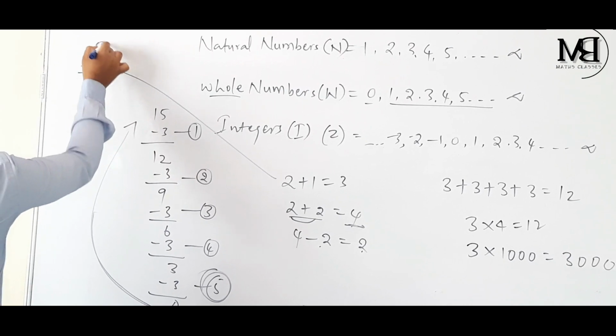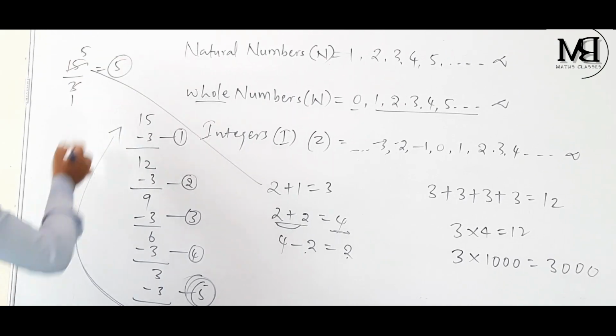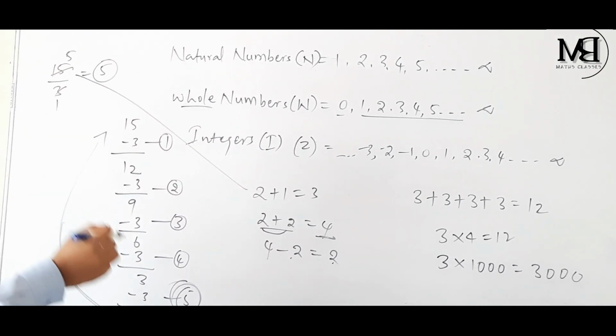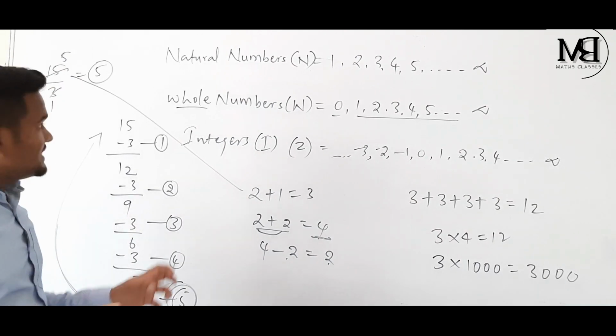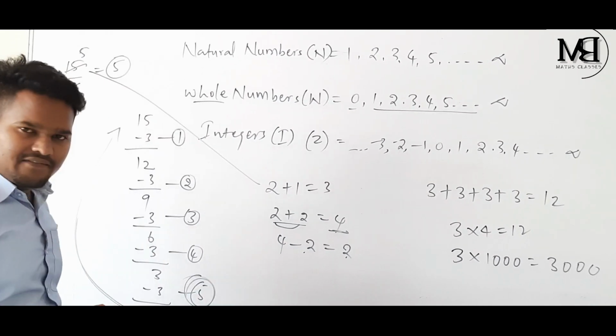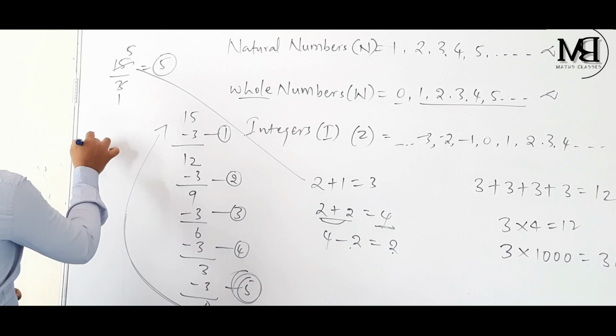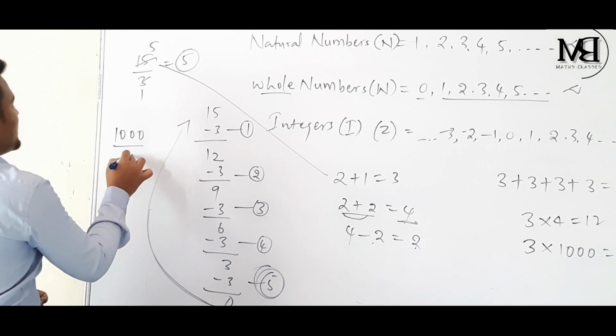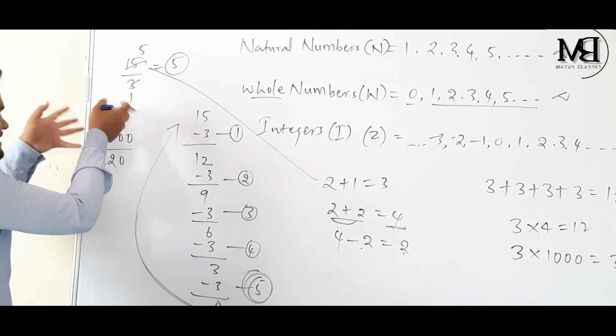3 1's are 3, 5 3's are 15. There are 5 3's in 15. And my question: how many 20's are there in 1000?